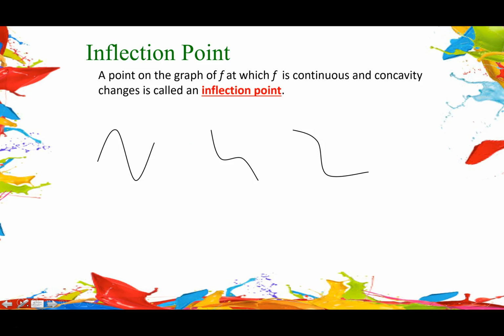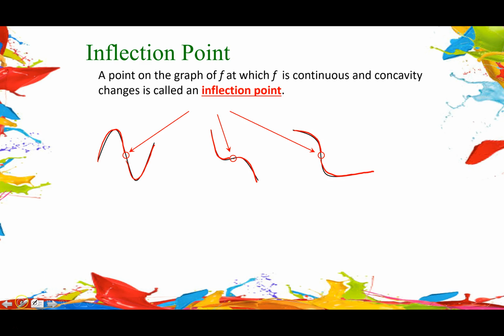Okay, what is an inflection point? It is a point on a graph of f at which f is continuous and the concavity changes. So right there is your point of inflection. You can see here that it went from concave down to concave up. So that's your point of inflection. Same thing here, we're going from concave up to concave down. This one's going from concave down, and then all of a sudden it switches to concave up.